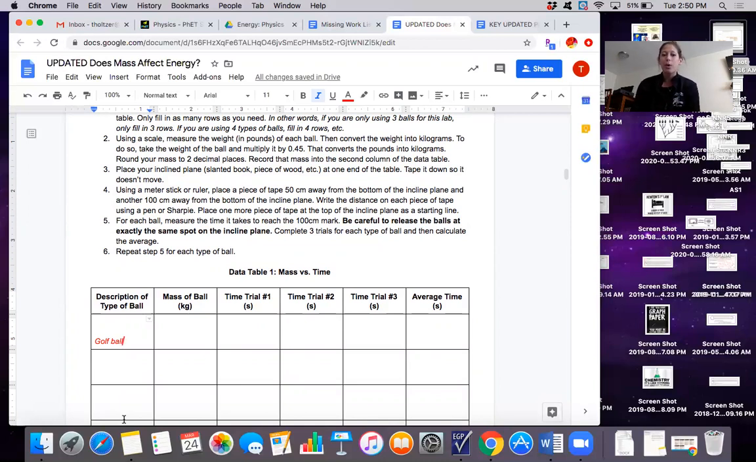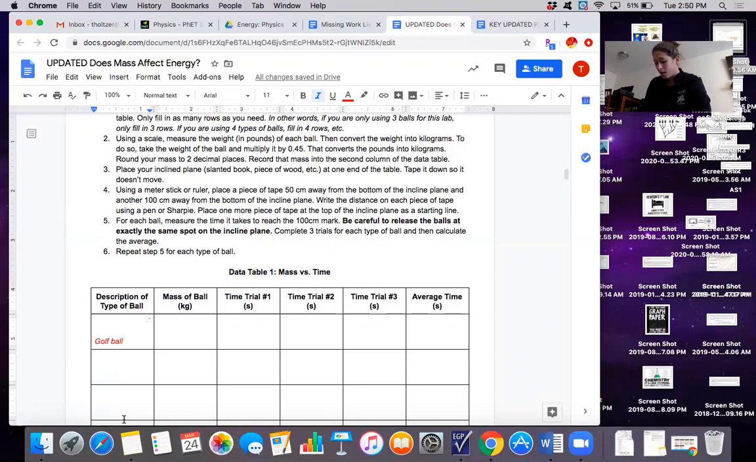Now, using a scale, you want to measure the weight in pounds of each ball. Now, you might be thinking pounds is a curse word in our classroom. However, we need to know the weight in pounds to turn it into newtons. So I've got a little tiny food scale here, which is great for my smaller balls. If you've got a basketball or a soccer ball or something like that, you can use a regular scale like you would step on at home. I am not going to do that because I'm going to use these small ones.